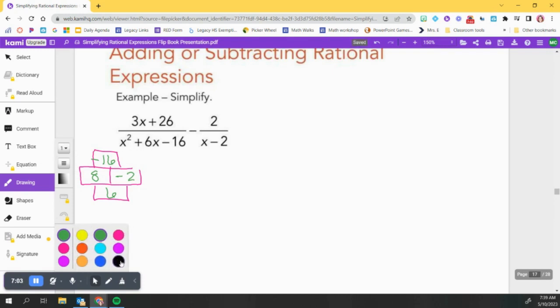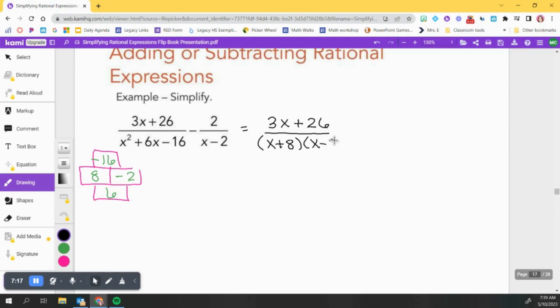Okay. So that means this denominator is going to factor down. The numerator stays the same, 3x plus 26. The denominator is going to factor out to x plus 8, x minus 2. So all I'm doing right now is just rewriting with the factored denominator.